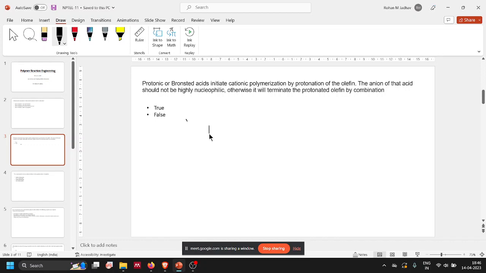So, for example, if we have a reaction like this, if you have attended the lectures, you would know this reaction. And we have a species right here, the A minus anion, attached with the small.